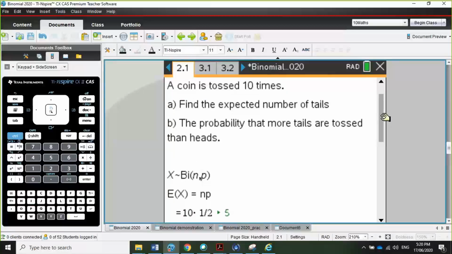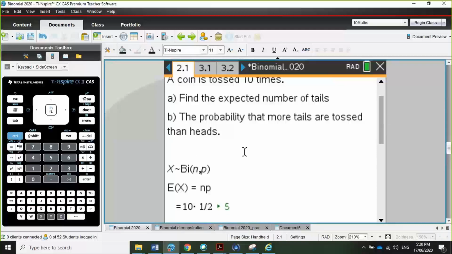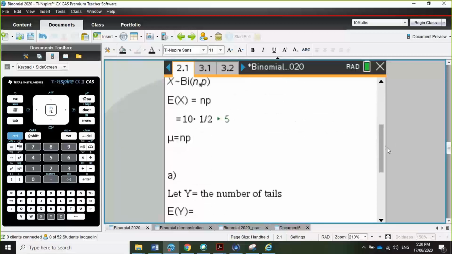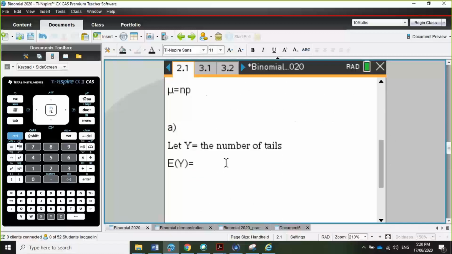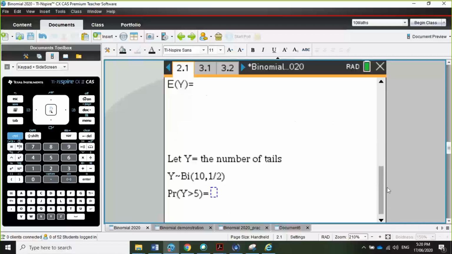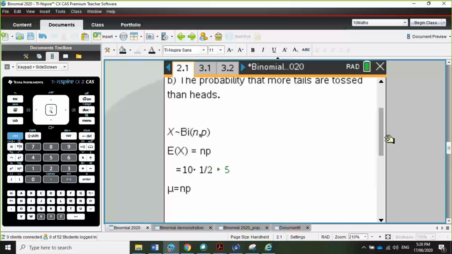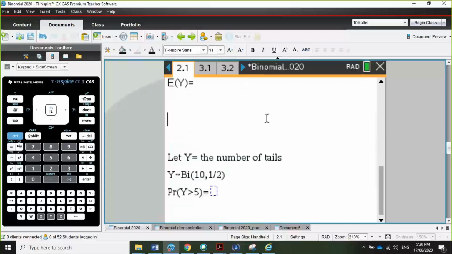Now the probability that more tails are tossed than heads, these questions can sometimes make your head spin a little bit, pardon the pun. So the probability of more tails means we can't get 5 tails because that would be an equal number of tails and heads. So we need more than 5 tails. I've changed my variable here: let Y equal the number of tails, and we've redefined our variable as Y.